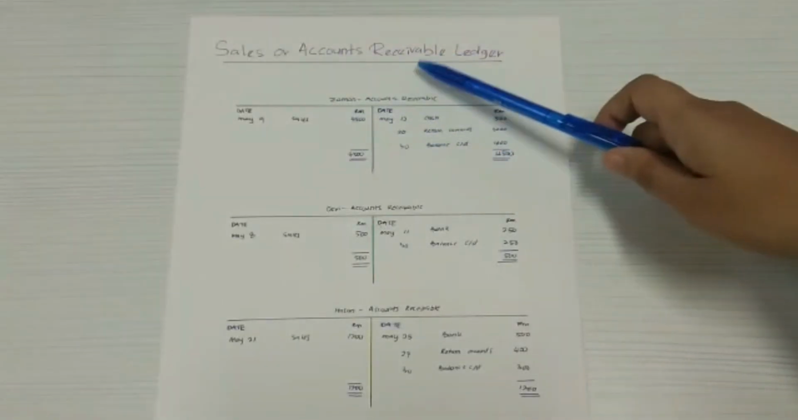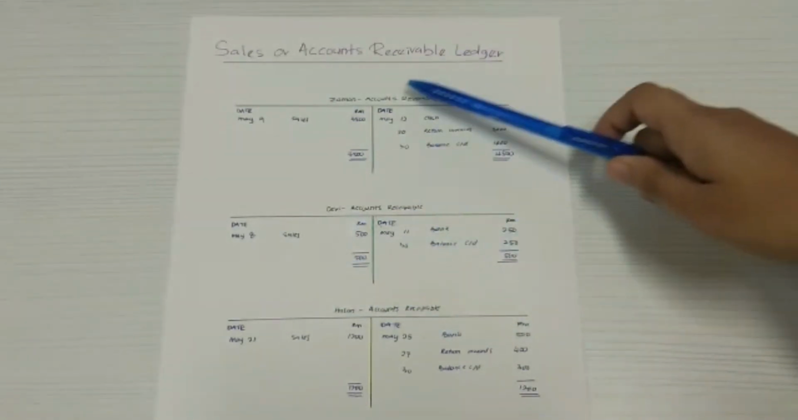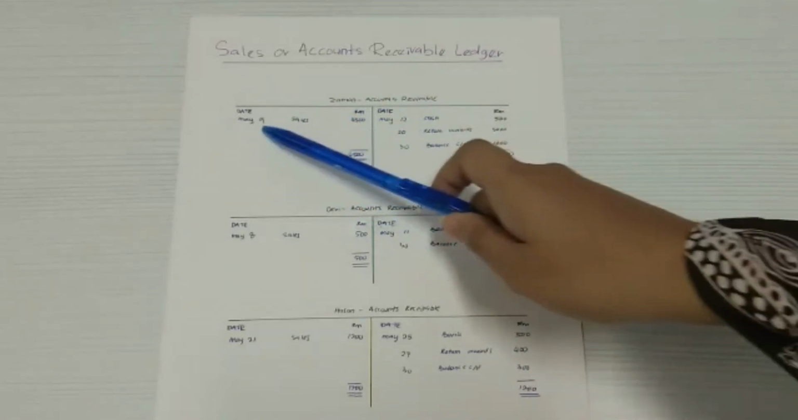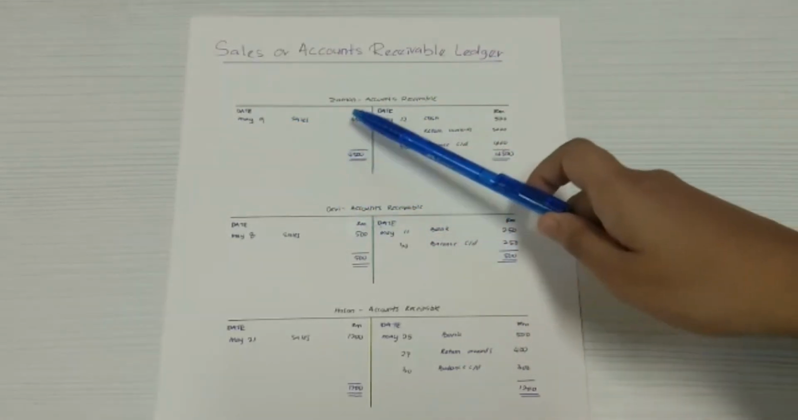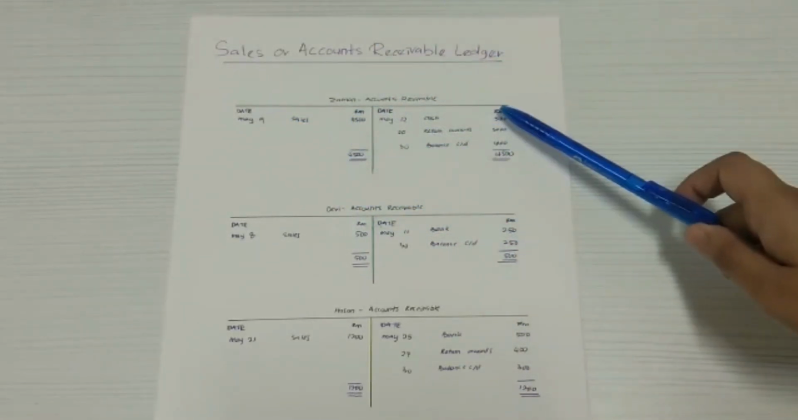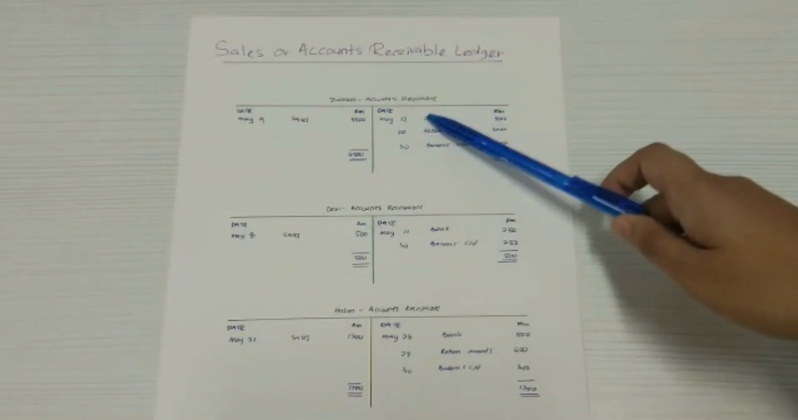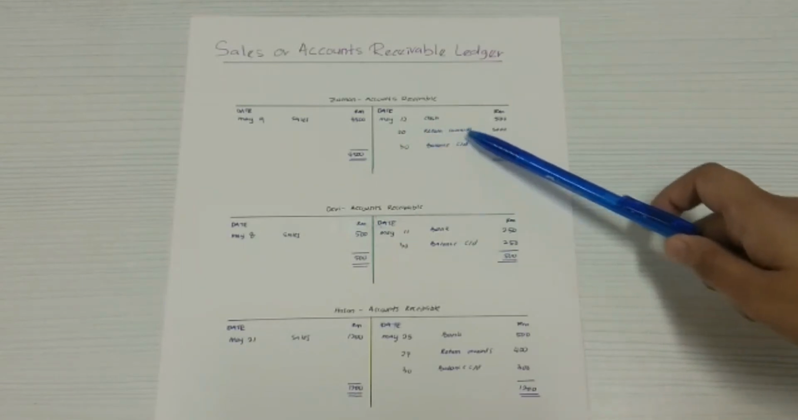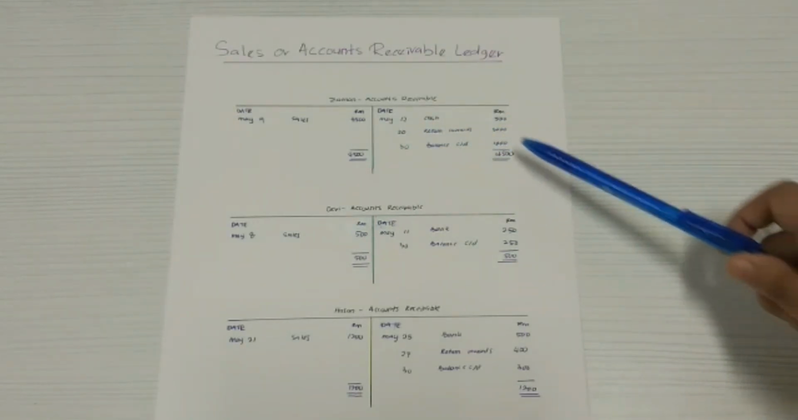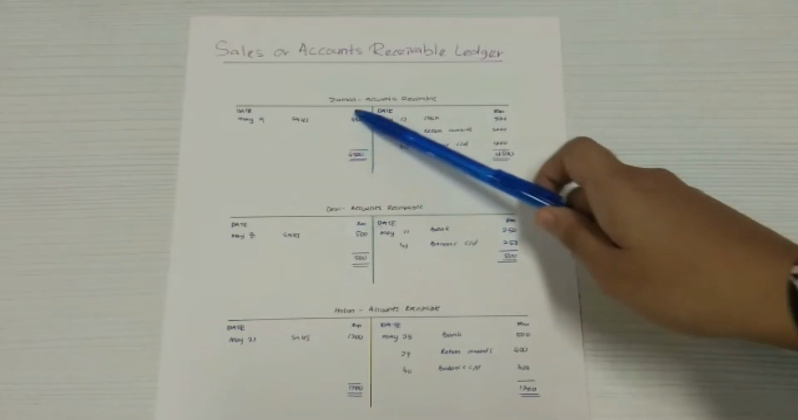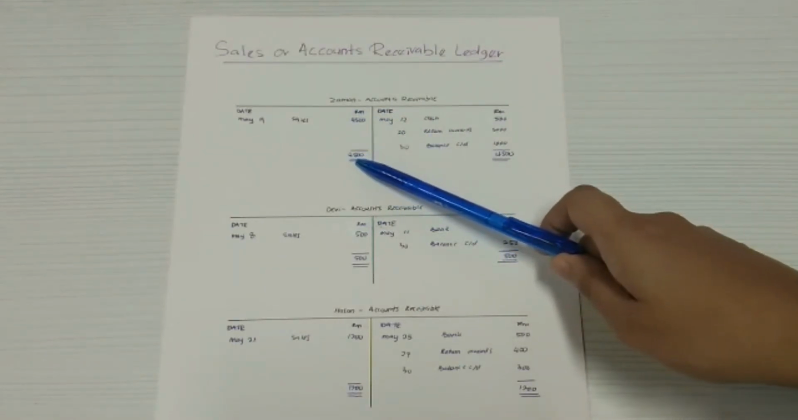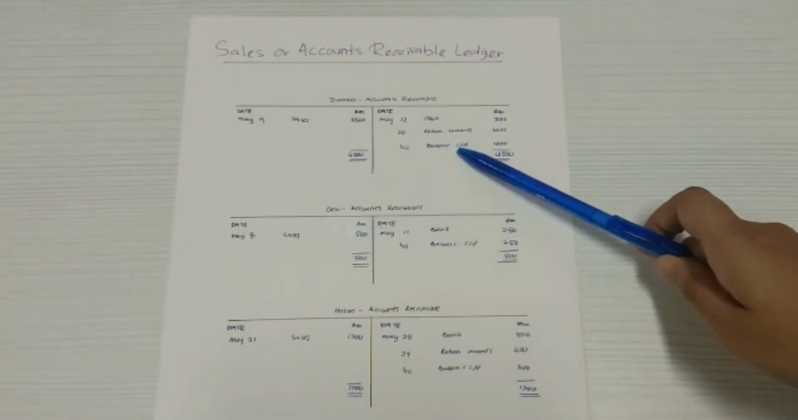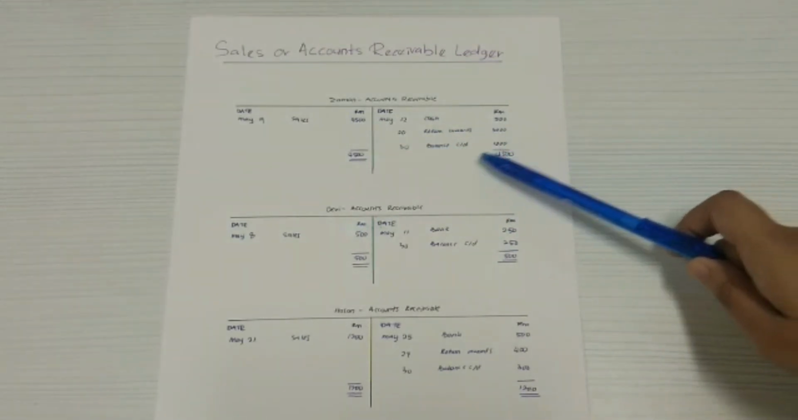Sales or accounts receivable ledger. This one is an example of this ledger. Zaman accounts receivable. On the debit side, May 9 has sales 4,500. On the credit side, May 12 has cash 500. May 20 has returns inward 3,000. So the total of the debit side is 4,500. So we must show the balance: at 30 May, balance c/d is 1,000.